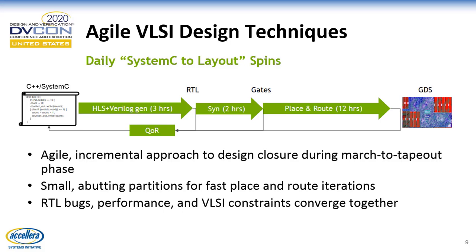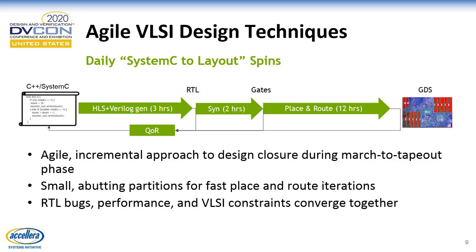And we enabled this by using small partitions for fast place and route iterations. In this agile incremental approach, all the RTL bugs, performance, and VLSI constraints converge together towards the end of the process. And therefore, all of these things are optimized simultaneously.